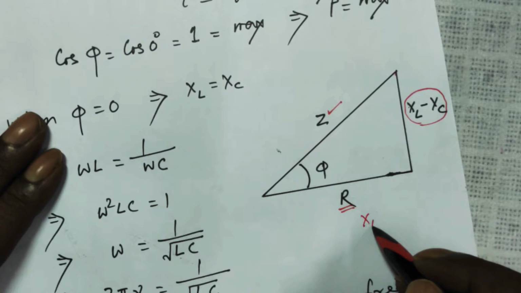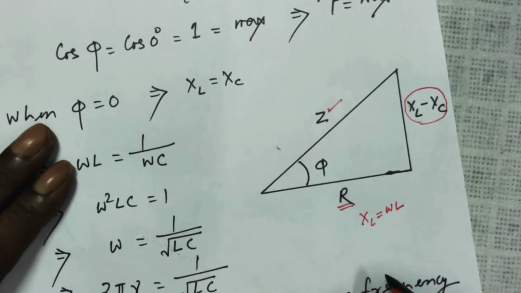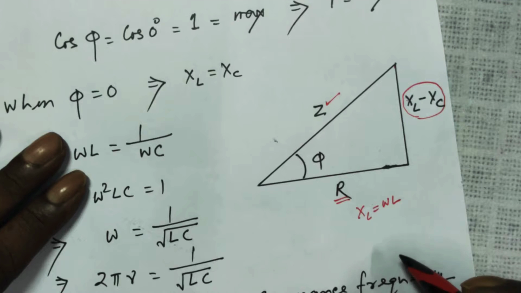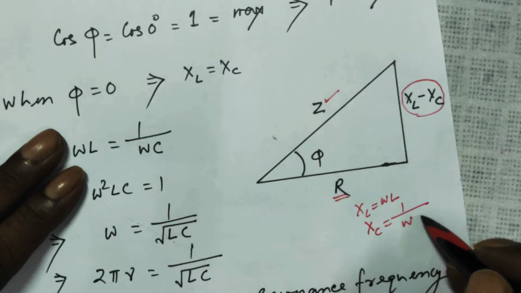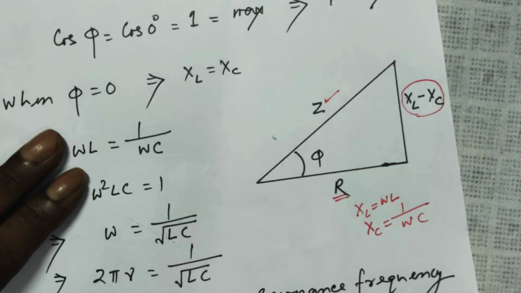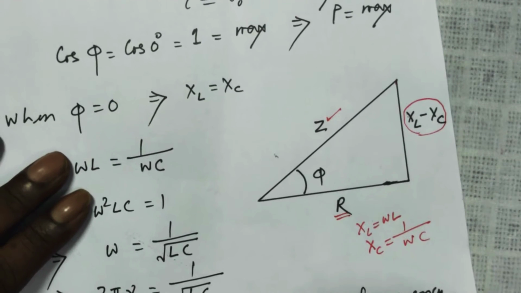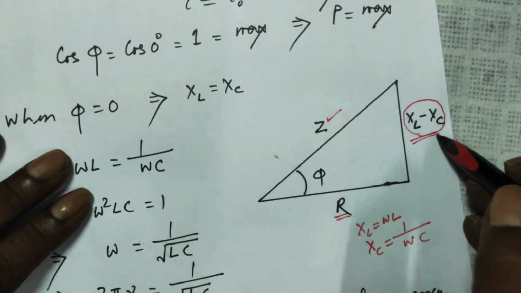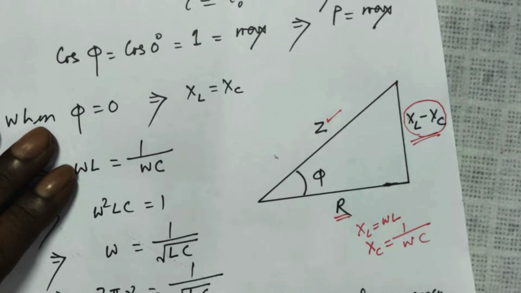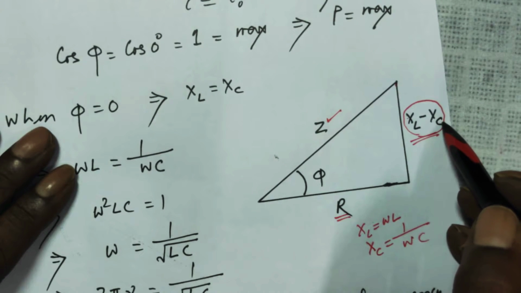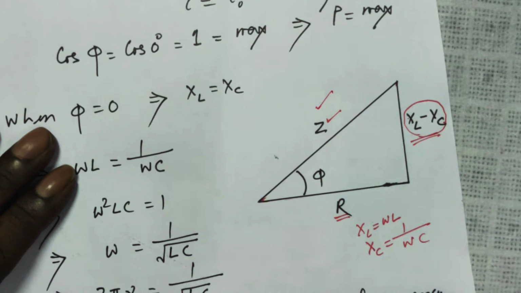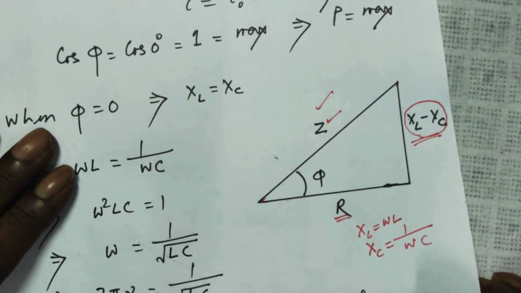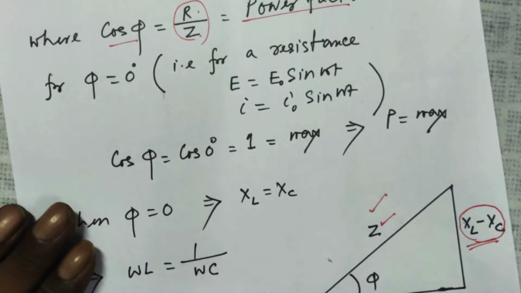XL was equal to omega L. That was the reactance or the resistance offered by a pure inductor. Your XC was equal to 1 by omega C. That was the resistance or reactance offered by a capacitor. If both of them are together in a circuit, then this side, XL minus XC, was the combined resistance offered by the inductor and capacitor. This is by the resistance. So this diagonal, Z, was the total impedance, called the impedance or the total resistance.